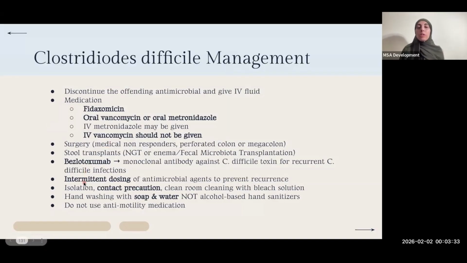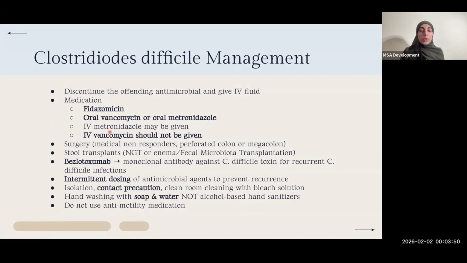So back to this point, okay, since you may have risk of recurrence, when you're treating it, you want to give intermittent doses of antibiotics, of these medications, okay? So you give a dose, you stop for a little bit, you give the dose again to prevent recurrence, okay? You don't give one dose and then stop because it could come back. You need to give multiple doses, okay?